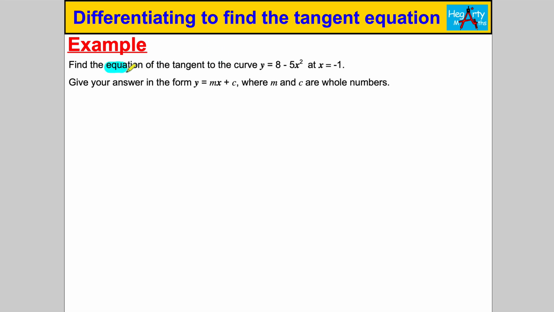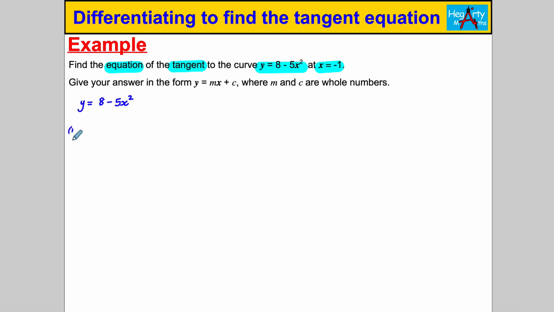So we're asked to find the equation of the tangent to the curve y equals 8 subtract 5x squared when x is equal to -1. Give your answer in the form y equals mx plus c, where m and c are whole numbers. So firstly, our function is y is equal to 8 subtract 5x squared.